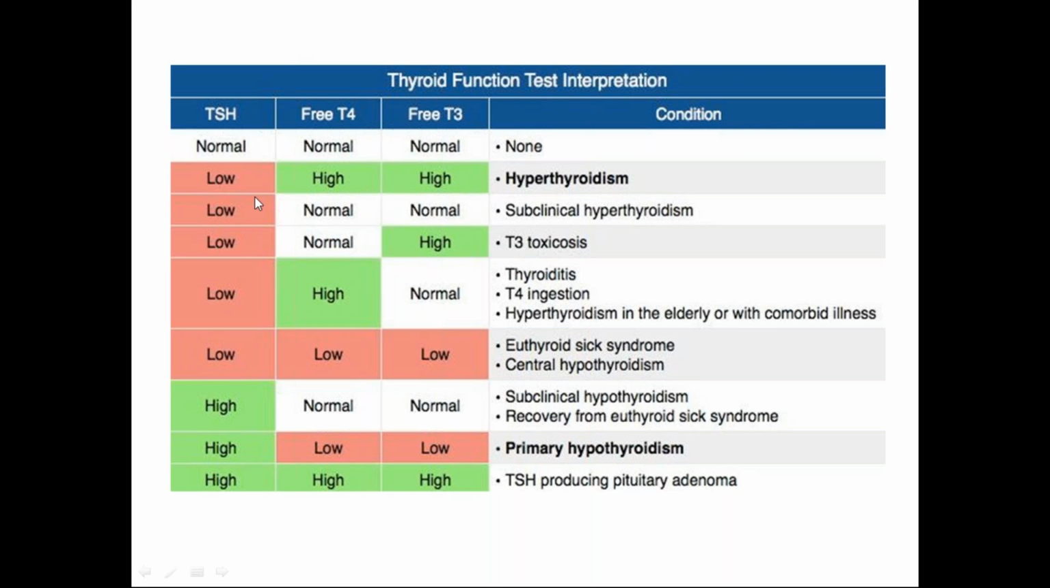In this, the reverse of hyperthyroidism, the TSH will be high and T3 and T4 will be low. And in subclinical hypothyroidism, there will be reverse of subclinical hyperthyroidism. The TSH will be high and T3 and T4 will be low.